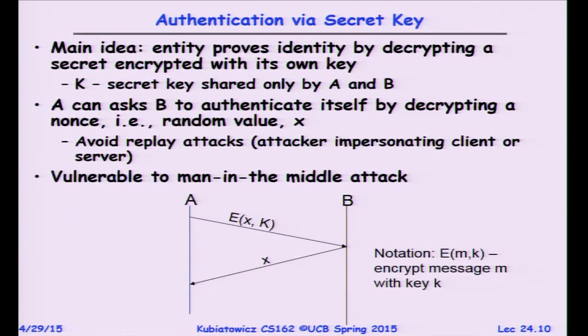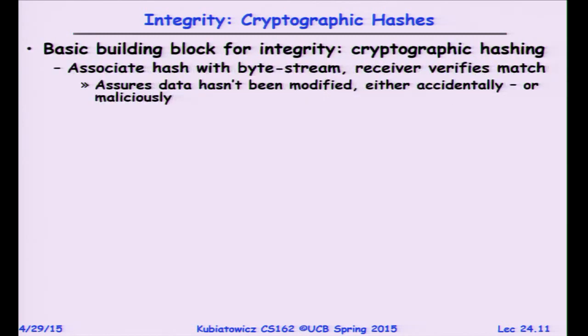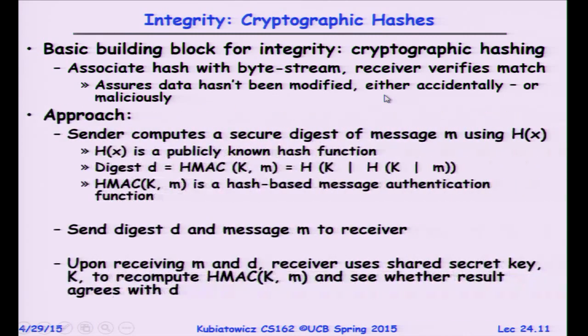All right. Now, something a little better than that scheme is using cryptographic hashes, which are basically a building block for integrity. And the idea behind hashing is very simple. You take a big block of data, you run the hash over it, it gives you a small bit string. And what we can do is we can associate the hash with whatever our bytes are, and the receiver uses it to verify that things match.